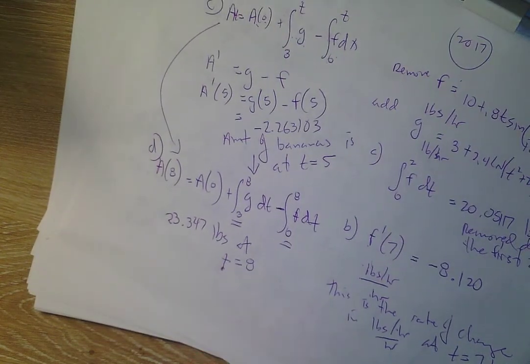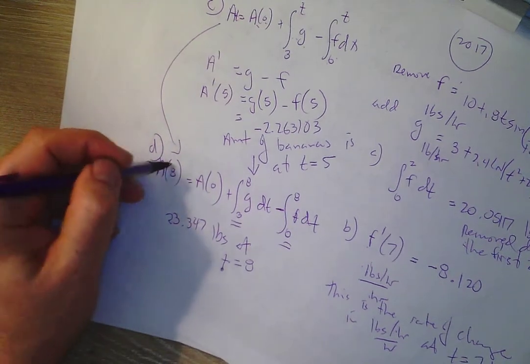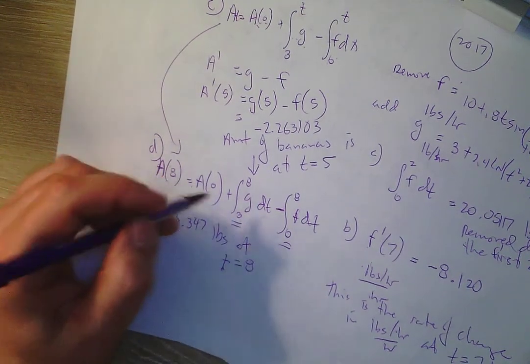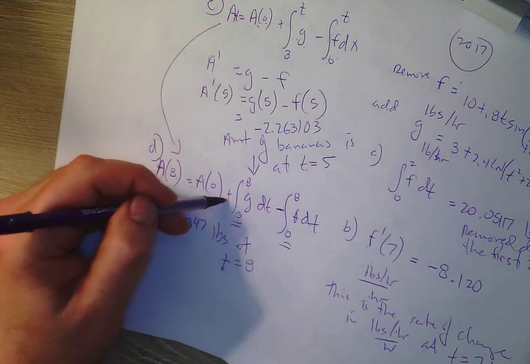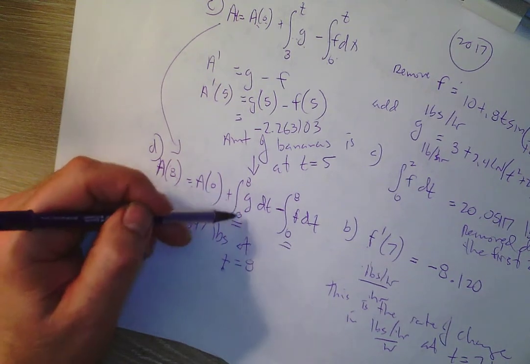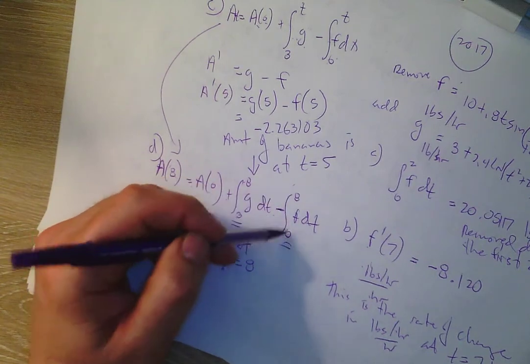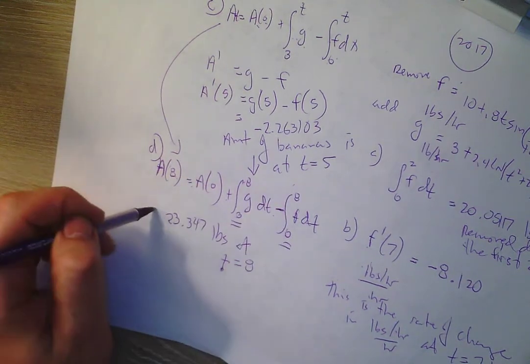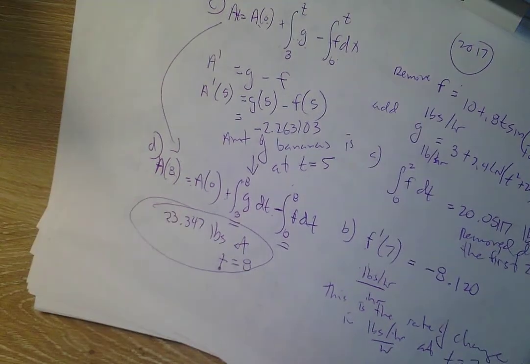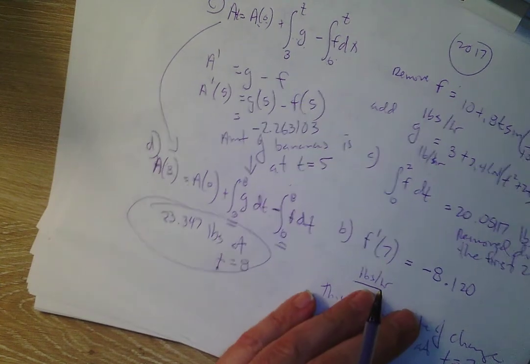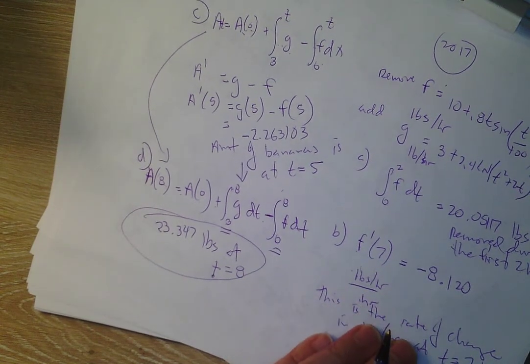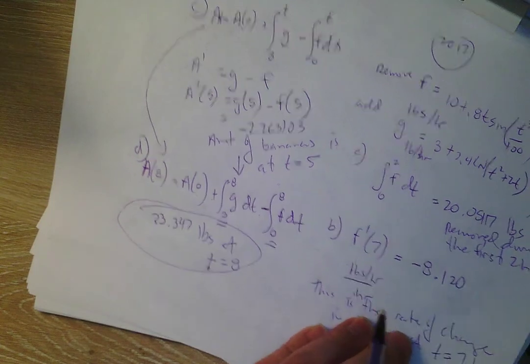Sorry, I went off the bottom there. So a of 8 equals a of 0, the initial amount, plus how much was added from 3 to 8, take away how much was removed from 0 to 8. I ended up with 23.347 pounds on the table at time equal to 8. All right, wasn't that fun? Woohoo! Don't worry, we'll practice lots more of those.